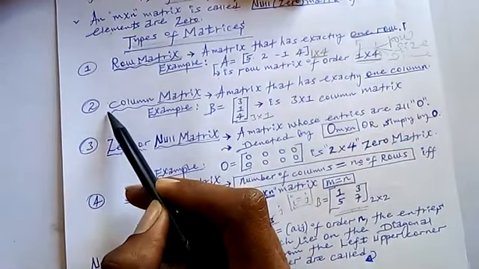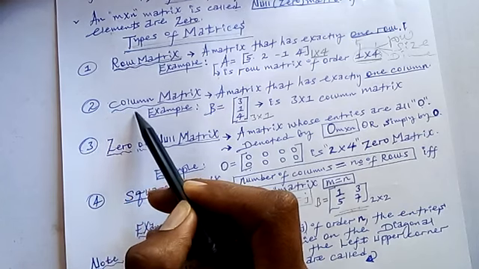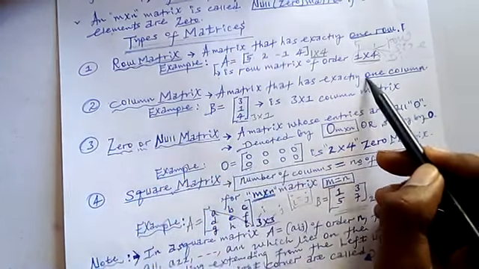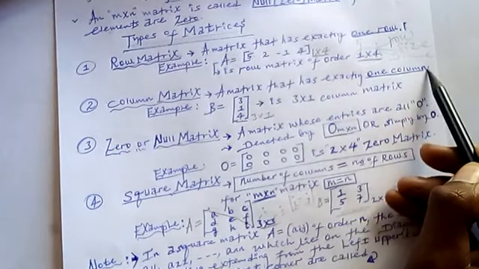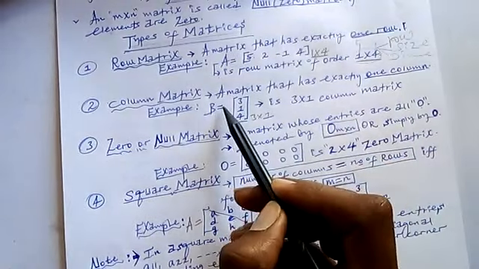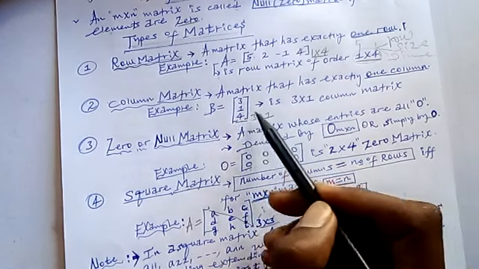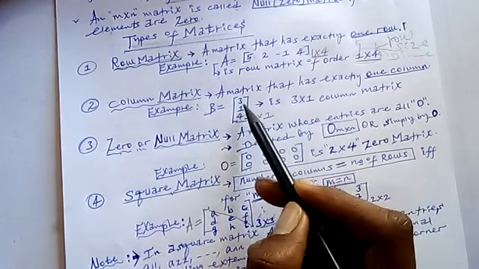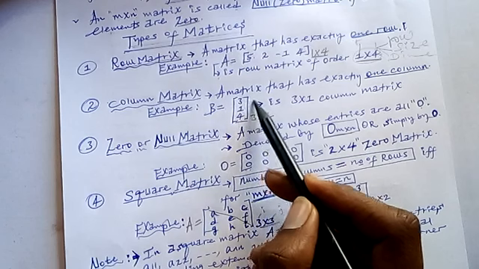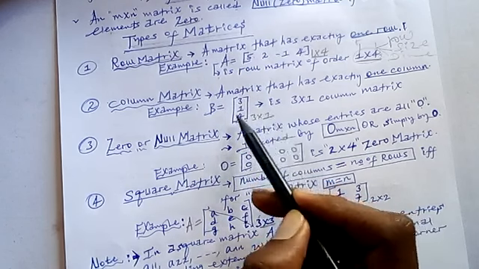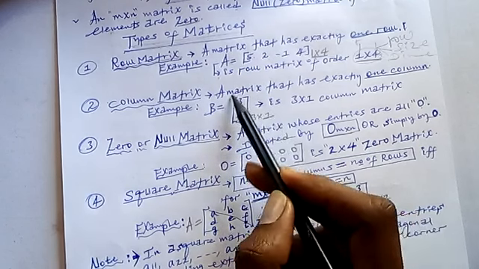And the second type of matrix is the column matrix. A column matrix is a matrix that has exactly one column. For example, B is equal to 3, 1, 4 is a column matrix because it has a single column. 3 rows and 1 column. Therefore, this matrix B is a column matrix.